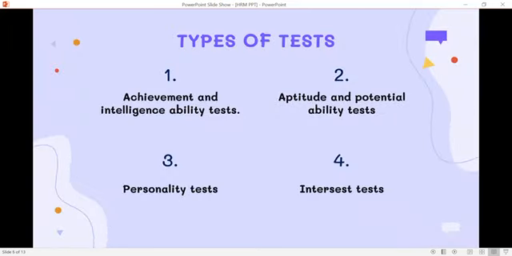Now, types of tests. There are basically four types of tests. The first one is achievement and intelligence ability test. The second one is aptitude and potential ability test. The third is personality test. And the fourth one is interest test.